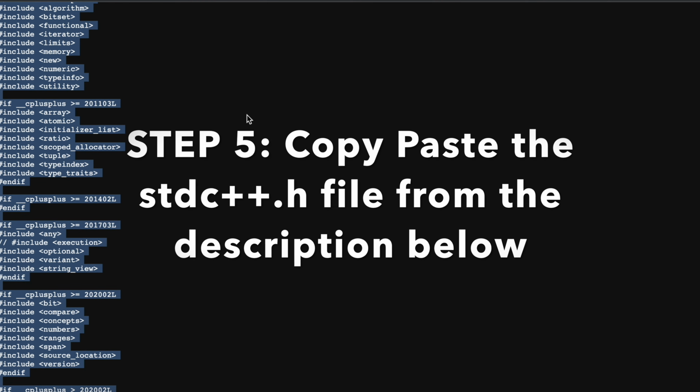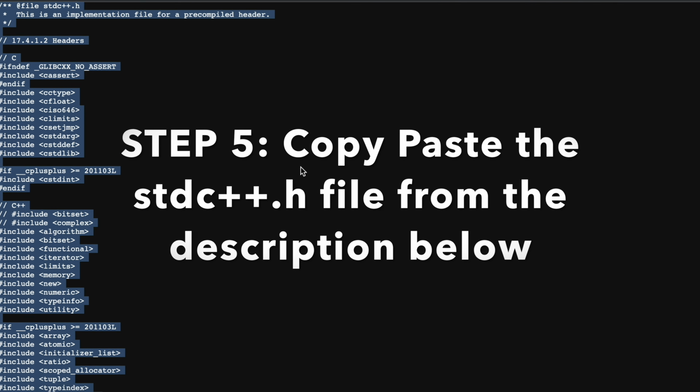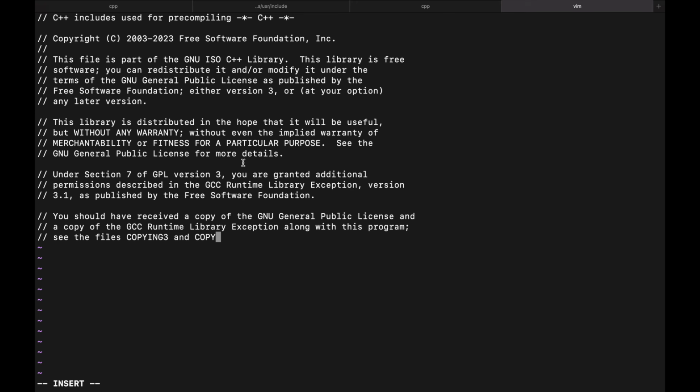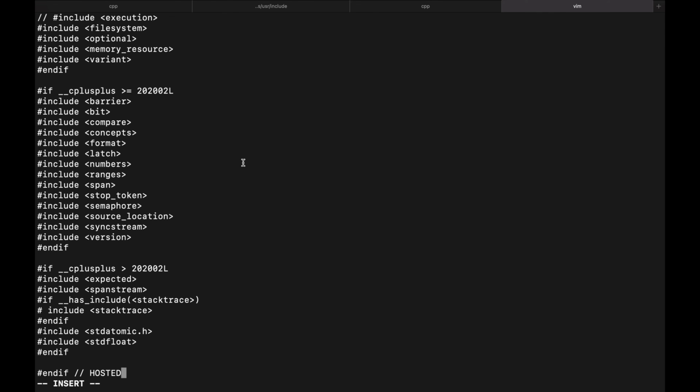So for the step 5, you all can just copy paste the contents of the file in the description below called stdc++.h, where all the precompiled headers are available.